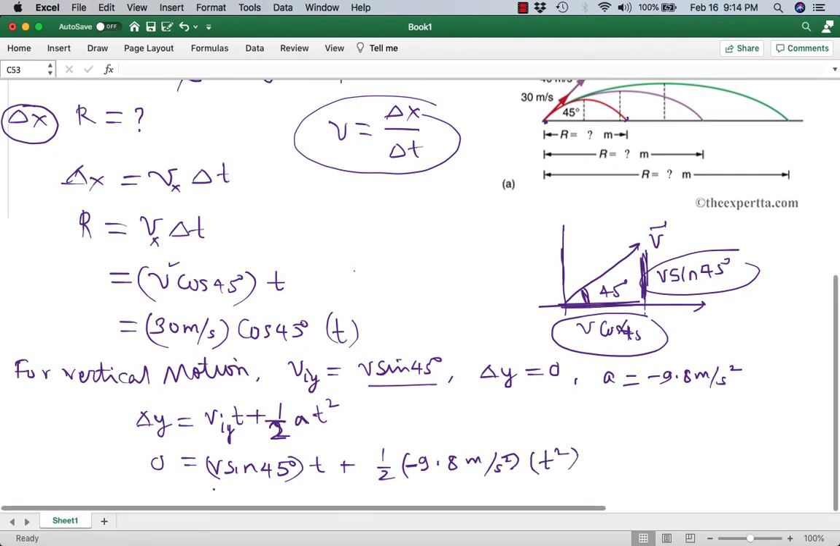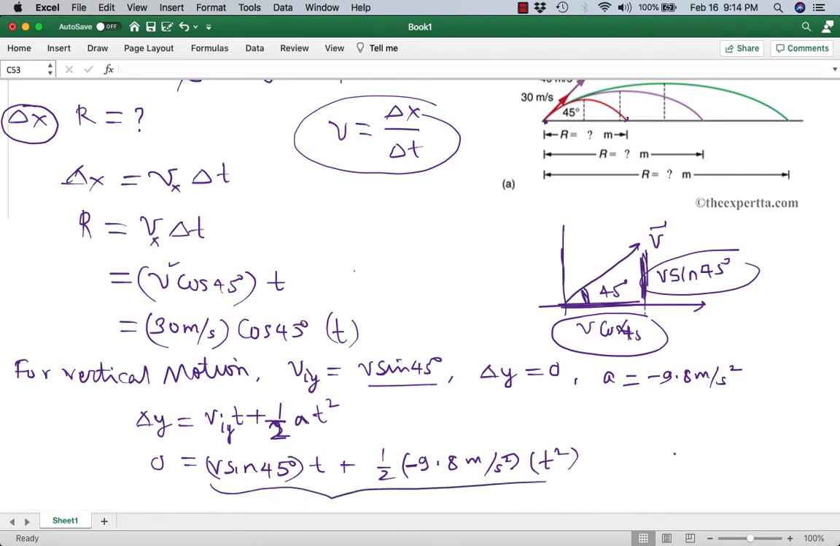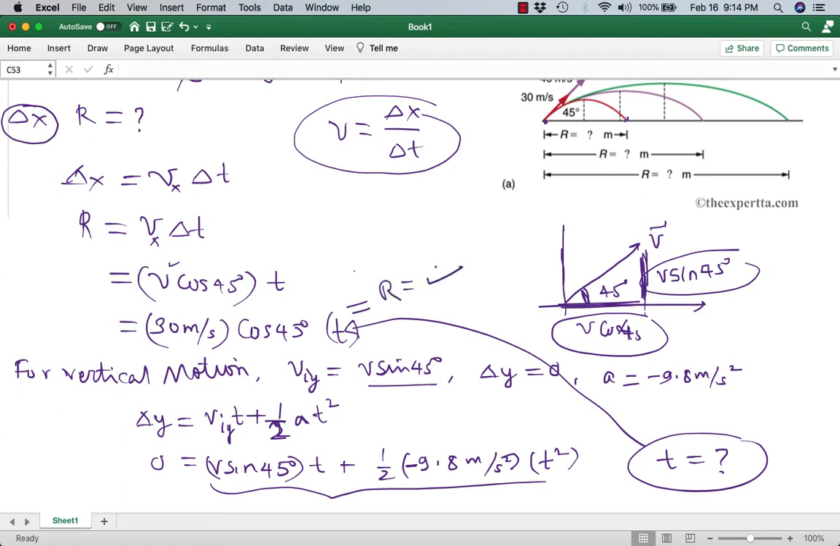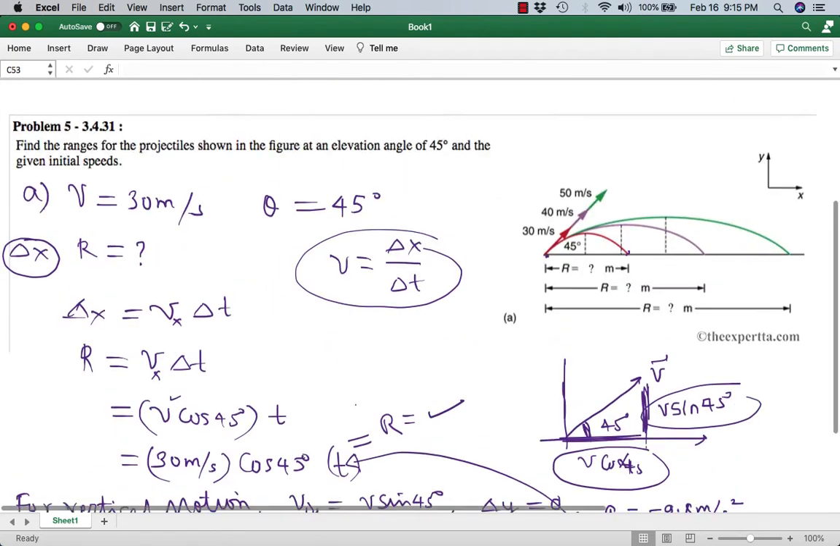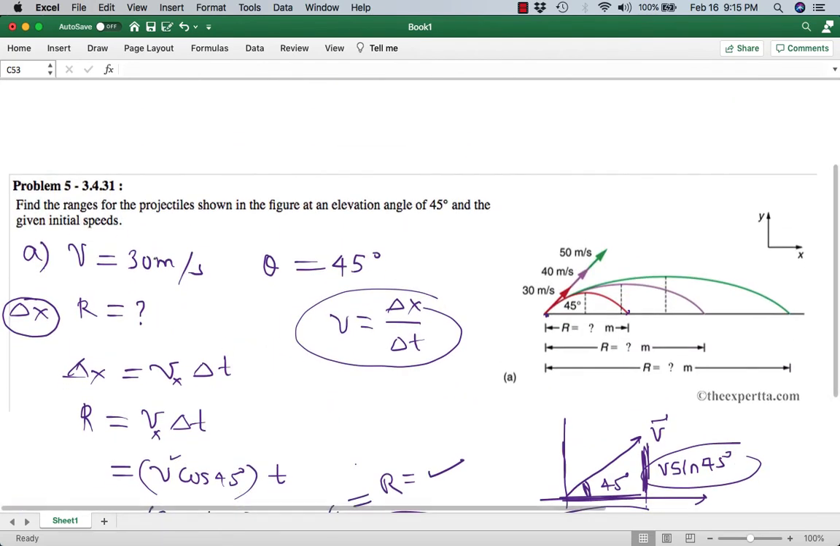Okay, so you solve this equation for t. I have shown this in previous lecture. You find t, and then you can use that t in this equation, and that'll give us the range. So that's what you need to find, and you do the same thing for all the different speeds. This is just for 30 meters per second, and now you need to do the same thing for 40 meters per second and 50 meters per second.